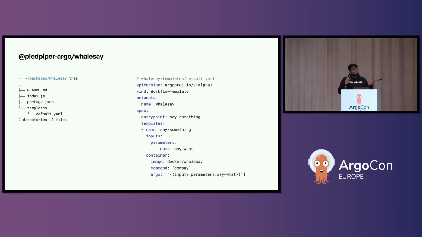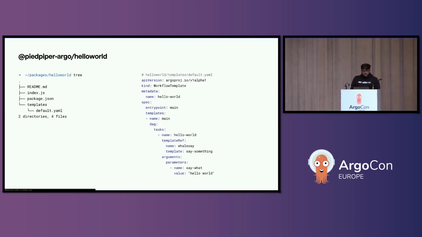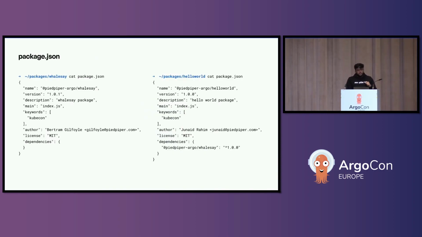Now that we're talking about packages, of course we have to have a registry, right? Somewhere you could publish your packages and make them easily consumable for the other developers. So let's say you work for Pied Piper and you're setting up their Argo PM registry. This is your whalesay package, you set it up, you add the template, then you build your workflow, the hello world package, and then the main point I want to show is the package.json for both these packages.